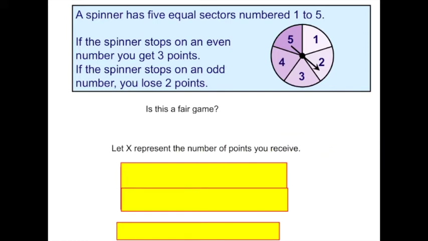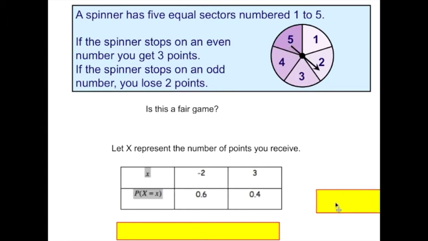Let's again define what x is. So x could represent the number of points that I receive, and I'll create a table to show this. So obviously, if it stops on an odd number, I lose 2 points. So the number of points I receive is -2. If it stops on an even number, I get 3 points, so that's +3. And let's look at the probabilities associated. So an odd number is going to be 1, 2, 3, so 3 fifths, so 0.6. And for the even number, I've got a 2 or a 4, so 2 out of 5, or 0.4.